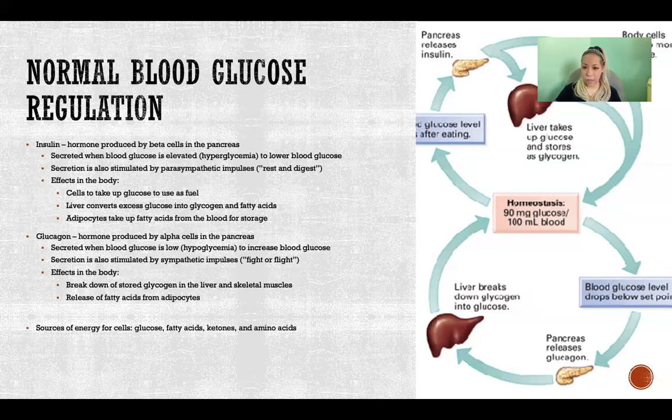And so our cells, all different kinds of cells, but especially muscle cells, can use lots of different sources of energy. So glucose, fatty acids, ketones, which are a byproduct of fat metabolism, so the liver will produce ketones when it metabolizes fat, and amino acids. So those are all sources of energy that our cells are able to use for fuel. And so we can use all sorts of different nutrients. It doesn't always have to be glucose.